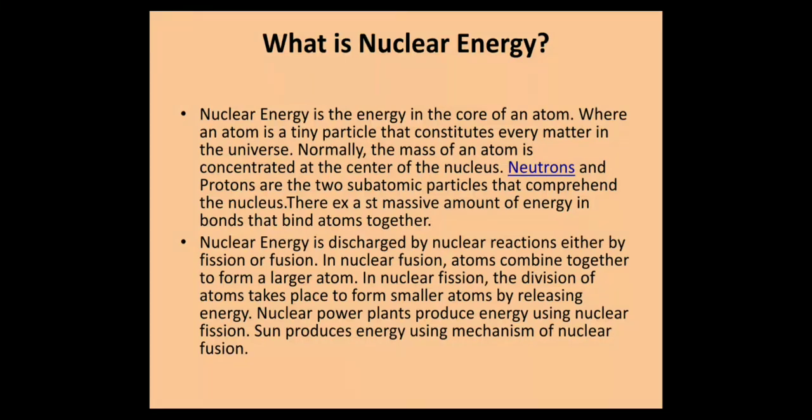There is an excessive amount of energy in the bonds that bind the atoms together. Nuclear energy is released by nuclear reactions, either by fission or fusion. In nuclear fusion, atoms combine to form a larger atom, whereas in fission, the division of an atom takes place to form smaller atoms, releasing energy. Nuclear power plants produce energy using nuclear fission. The Sun produces energy using the mechanism of nuclear fusion.